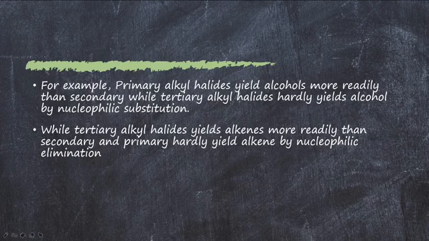Like the point I gave, primary alkyl halides will yield alcohol more readily than secondary, while tertiary will hardly yield alcohol by nucleophilic substitution. While tertiary alkyl halides yield alkene more readily than secondary, and primary hardly yields by elimination. That's just the reversal, but this is elimination. The pi bond forms, and that leads to the formation of an eliminated product, an alkene. Please note, it's not that primary alkyl halides do not form eliminated products. They do form them, but they hardly form them.